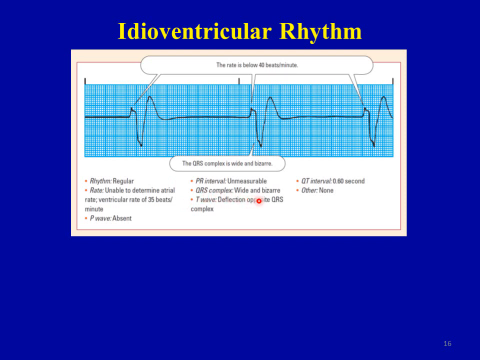The QRS complex is wide and bizarre, and T wave deflections are opposite to the QRS complex. So this is the QRS here, and the T wave is inverted, opposite to the main QRS component. Here we have a wide, large amplitude S wave. The QT interval is 0.6 due to the bradycardia. So here the rhythm is regular and the heart rate is between 20 to 40 beats per minute, and it is 35 in this example.